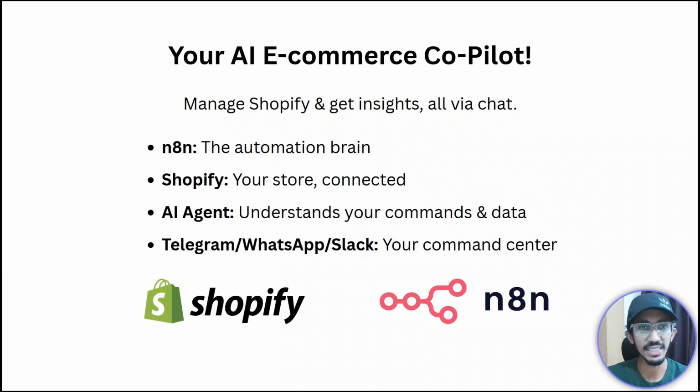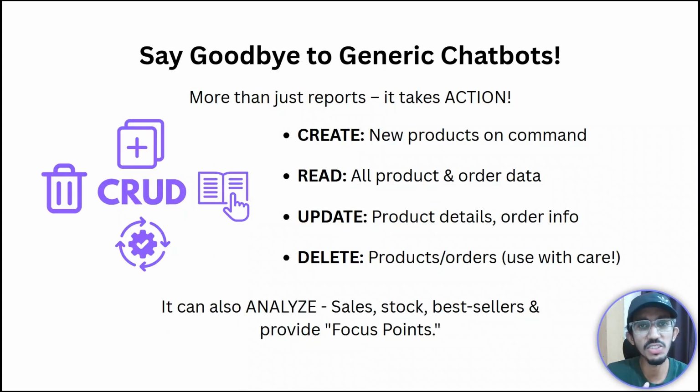We'll use n8n as our automation brain connecting to your Shopify store, and for this demo, I'll be using a Shopify dev store, which is perfect for this. Our AI agent, powered by a model like OpenAI's GPT, will be the intelligence that understands your commands and processes data. And Telegram, or you could use WhatsApp or Slack, will be your command center, your direct line to this powerful assistant. Now, this is not just another generic chatbot that can only answer questions. This AI assistant takes action.